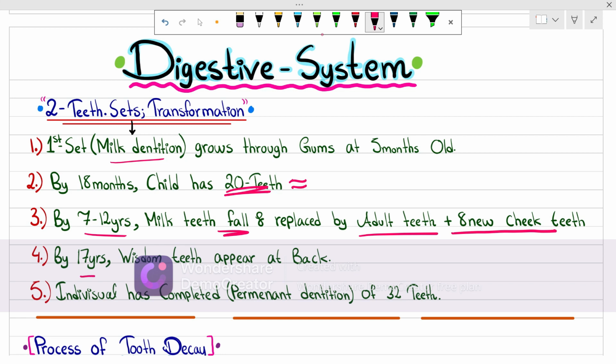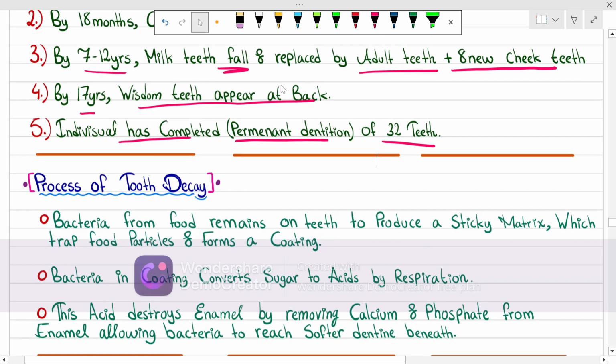By 17 years, the wisdom tooth appears at the back, and after 17 years, an individual has completed the permanent dentition of 32 teeth. Of course, this is not accurate. This is just the average of humans in our syllabus.